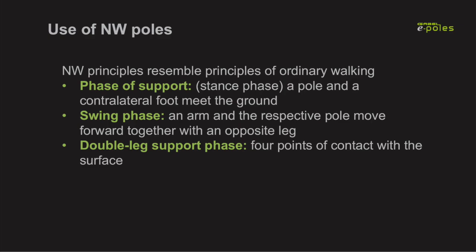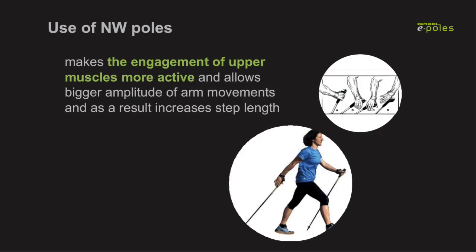And the last pillar is the pose. Nordic walking is similar to ordinary walking. Thus, there is the phase of support when we have poles and the feet that meet the ground. And then there is the swing phase, where the arm and the respective pole move forward together with the opposite leg. Let's underline the contrast between the upper limb and the lower contralateral limb. In this actual phase of a double support, where there are 4 points of contact with the surface and not 2, we have 2 active lower limbs and 2 active upper limbs that are connected with the help of a pole.